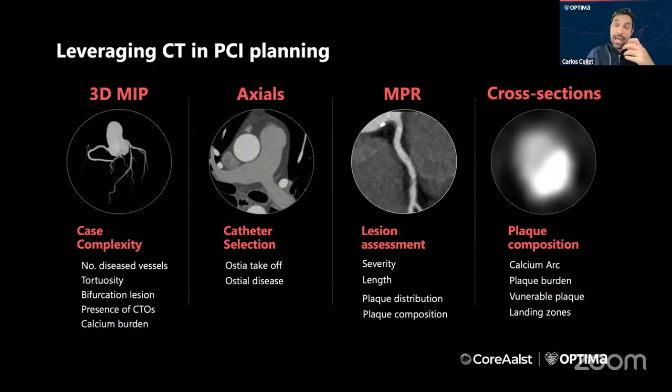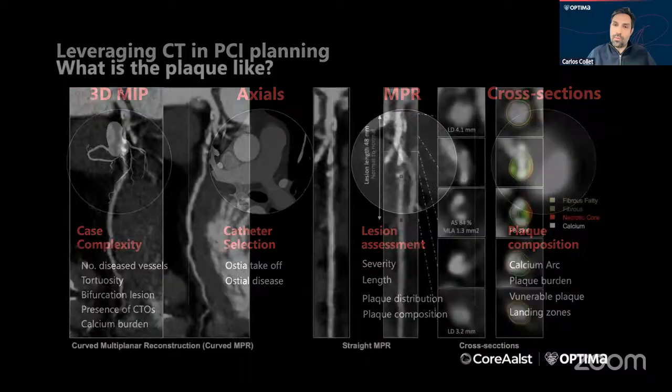Then we have the MPRs, which inform us about the severity of the lesion, the length of the lesion, and also the plaque distribution. And the cross-sectional view, which in my view is one of the most important reconstructions because it's very similar to IVUS and OCT. Basically you can understand what the arc of calcium is, what the plaque burden is, etc. I'm going to show examples in the case that we are talking about.